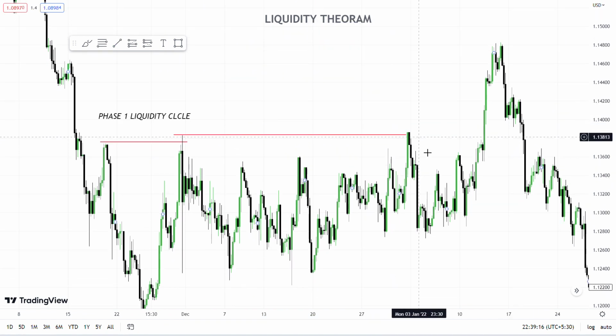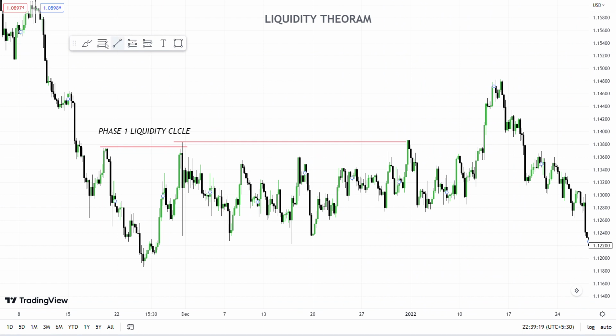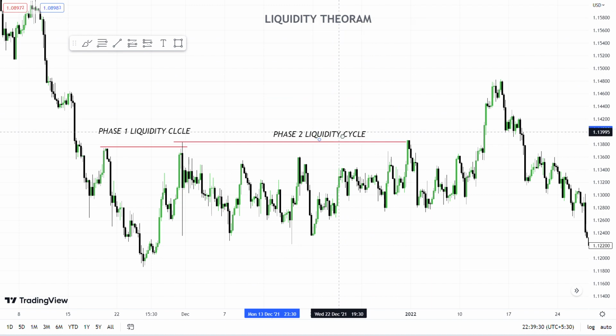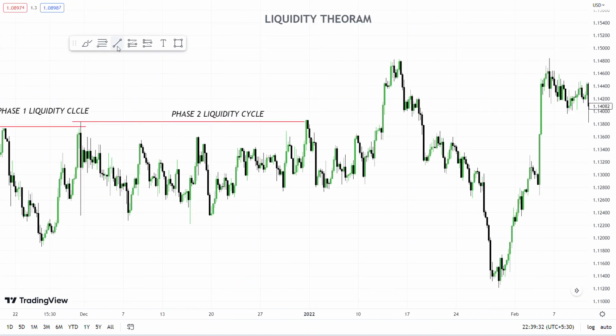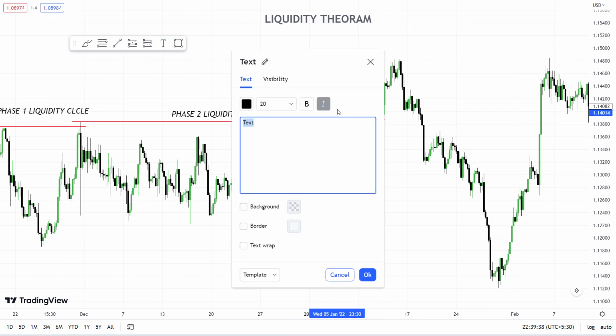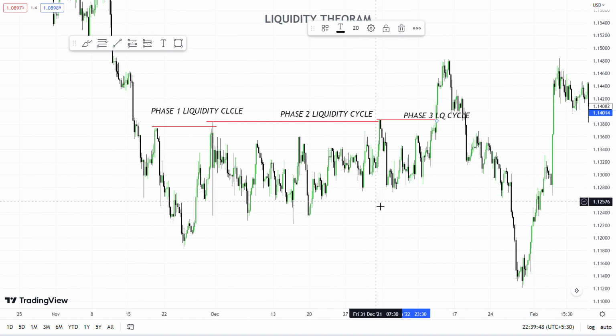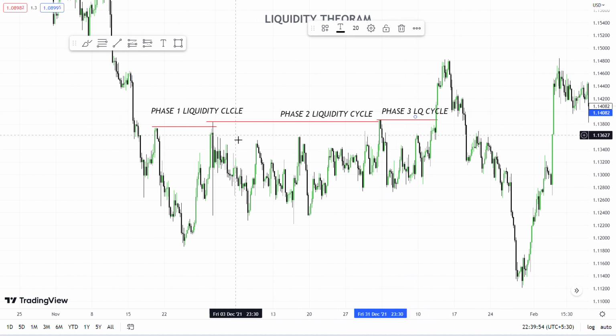Can you see, after it was taken there is a huge push. This is phase 2 of the liquidity cycle. Can you see phase 3? This is phase 3 of the liquidity cycle. This is how the liquidity expands in the market. There will be a total of 3 phases in the liquidity expansion in the market.